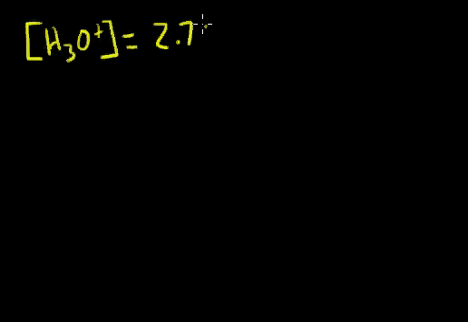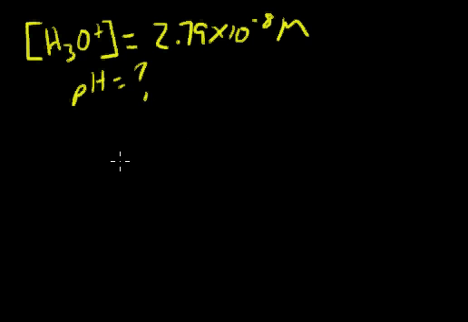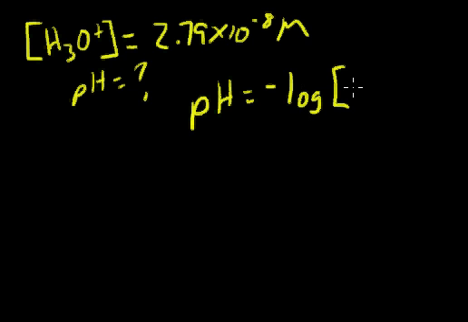Let's try another one. Let's say that you have a base this time, and the H3O concentration in the base, remember, bases don't make H3O positive, so it's going to be very, very small. The concentration of hydronium is 2.79 times 10 to the negative 8 molar. And we want to know again, what is the pH? So, to solve this problem, we write our equation, pH equals negative log of the hydronium concentration.